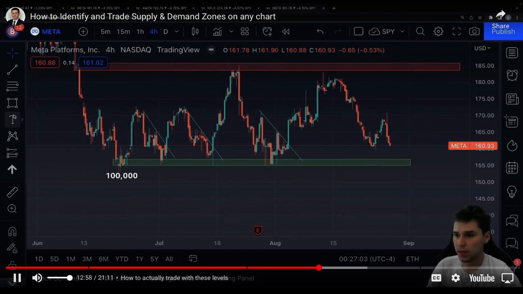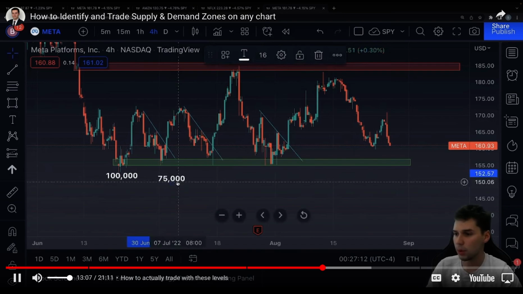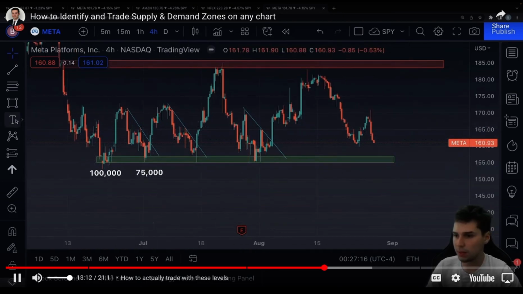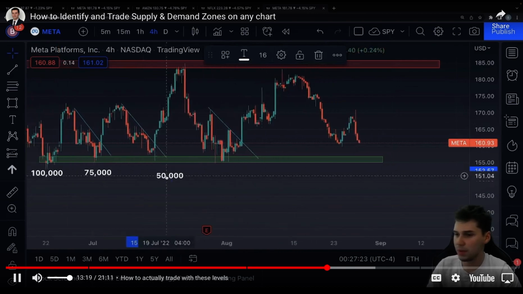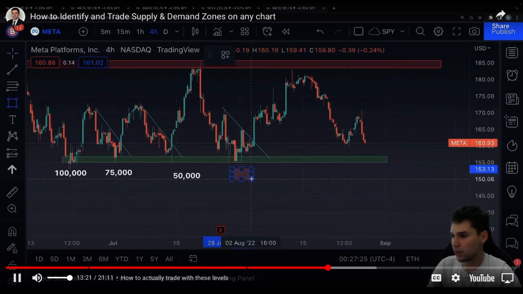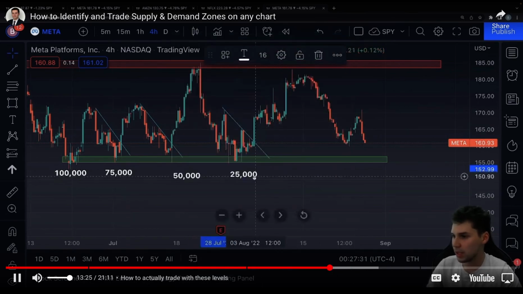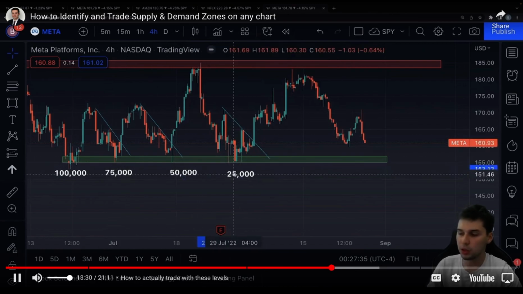So because of this, we retested it a second time. We might have, let's just say, 25,000 orders filled. So the second time we're retesting this level, we're going to have only 75,000 shares waiting there. A third time, it might be 50,000 shares, right? And this fourth time, it might only be 25,000 shares. I just want to draw this here again, so you can visually see that the aggression is still there, but it might be diminishing over time.